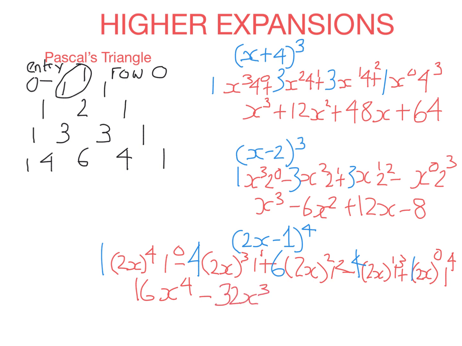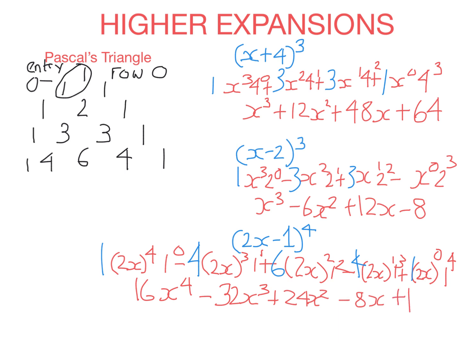In the next one, I have 6 times 2 squared, so that's 24. In the next one, it's 4 times 2, so that's where I get the 8. And the last one is just 1 to the power of 4, which is 1.